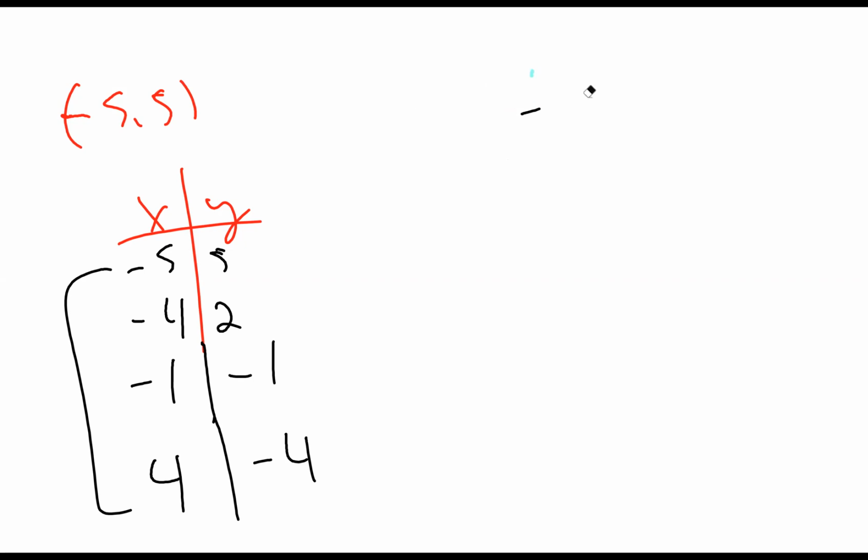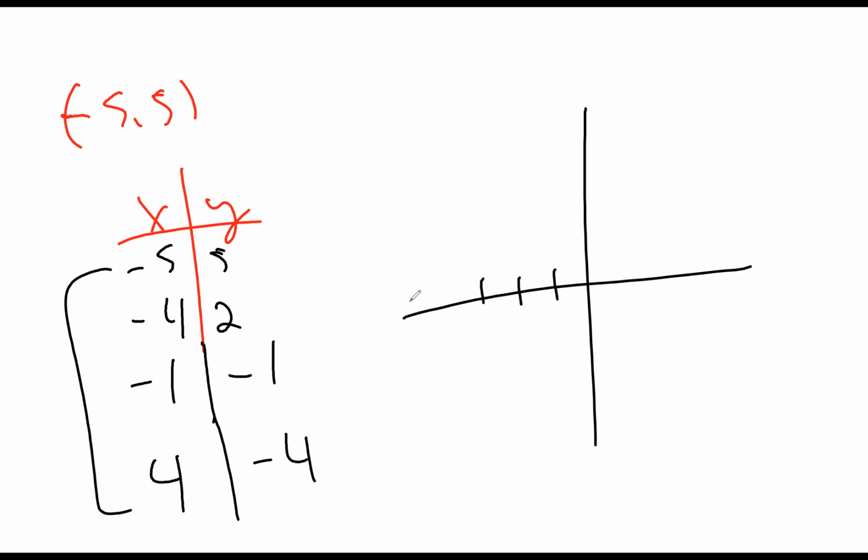And so if I draw my graph, and I plot my new vertex, which is negative 5, 5. So 1, 2, 3, 4, 5. So probably like here, I guess. And then negative 4, 2. So here. And then negative 1, negative 1. And then positive 4, negative 4. So something like this. Now, that just looks like nothing.